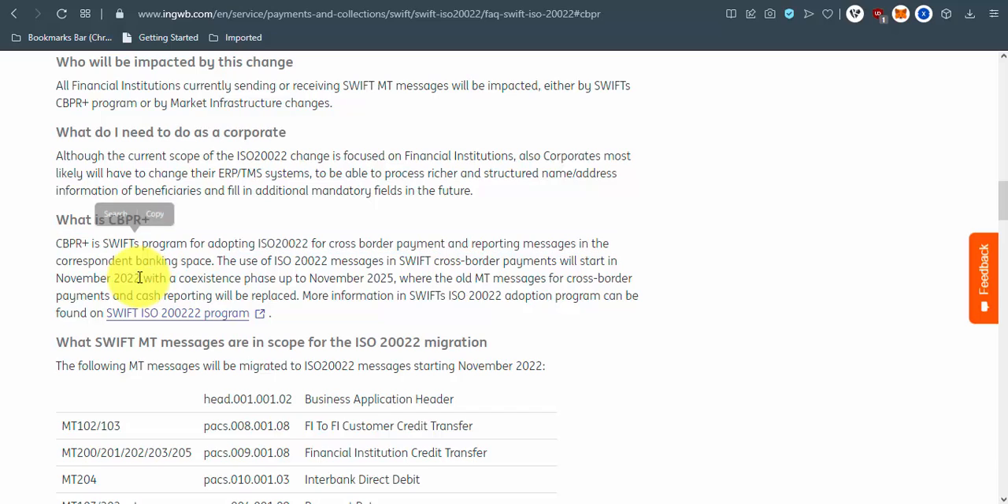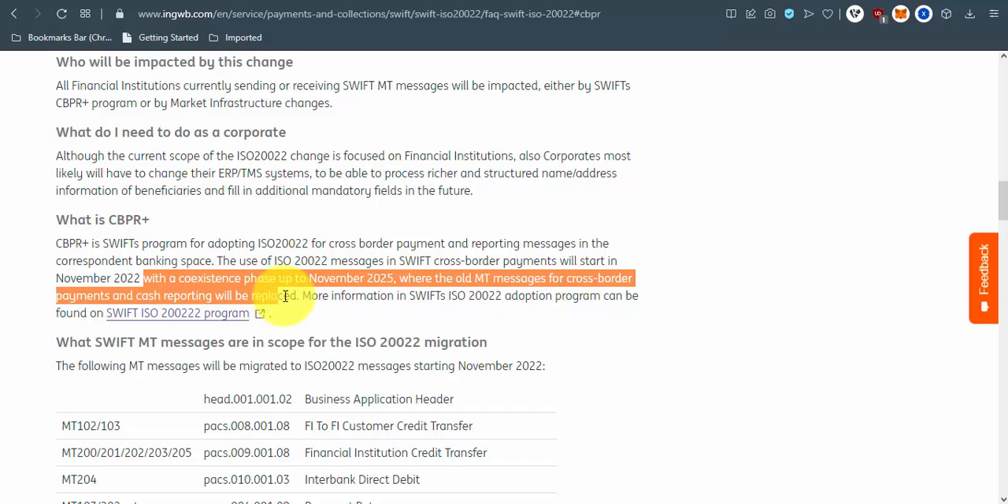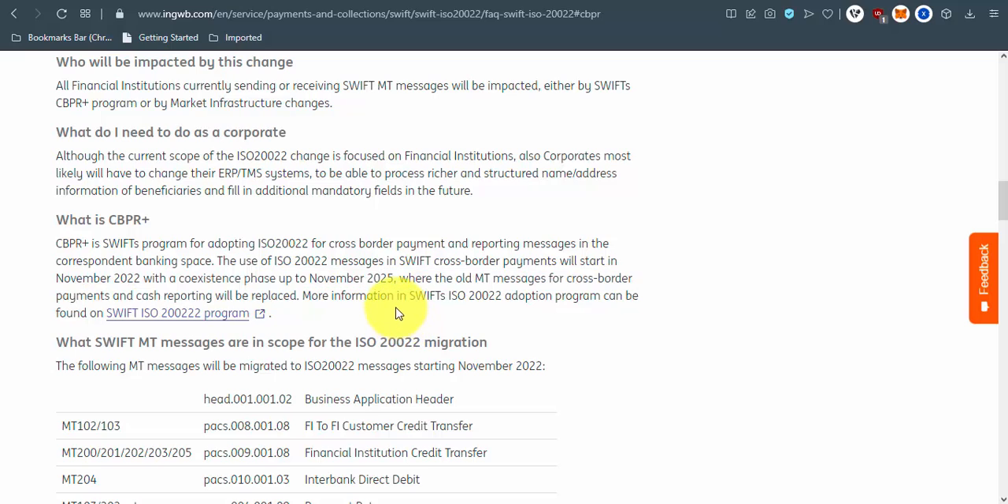So Swift is migrating over to ISO 20022 in November 2022, alongside the Eurozone's RTGS system Target, with a coexistence phase up to November 2025, where old MT messages for cross-border payments and cash reporting will be replaced. So Swift is coming up with a solution for the problems that correspondent banks are going to be having, because correspondent banks are not necessarily going to be migrating over in 2022.